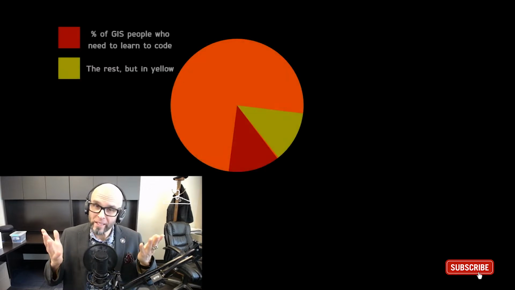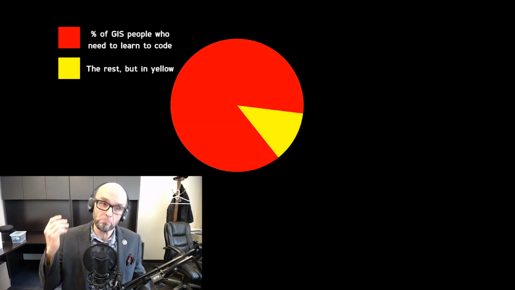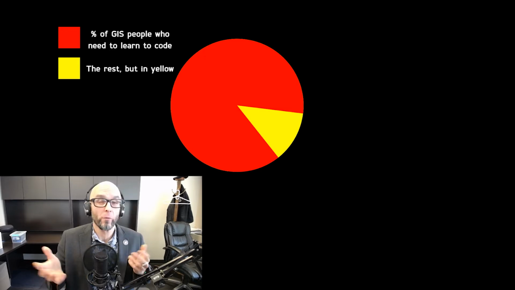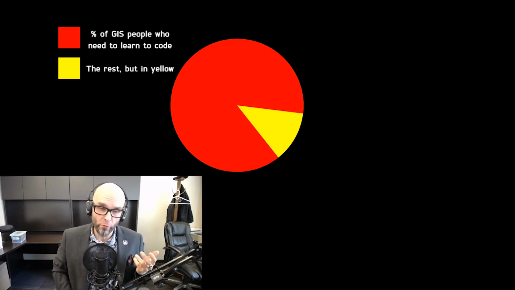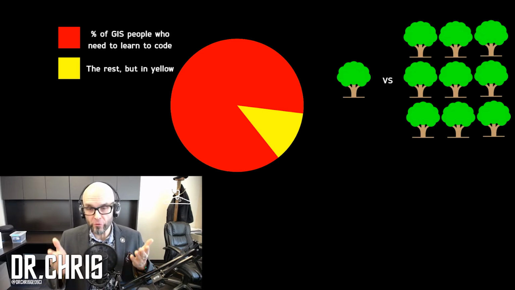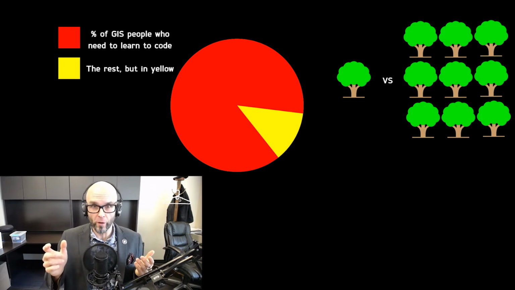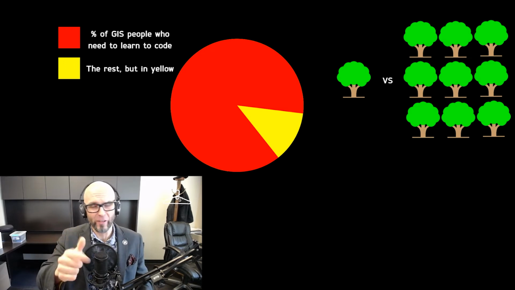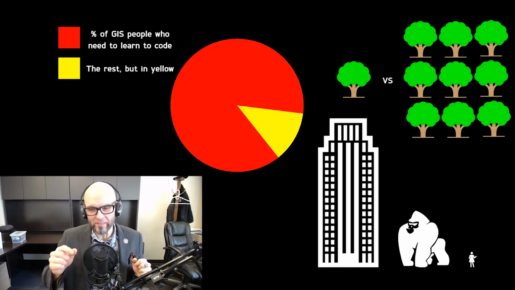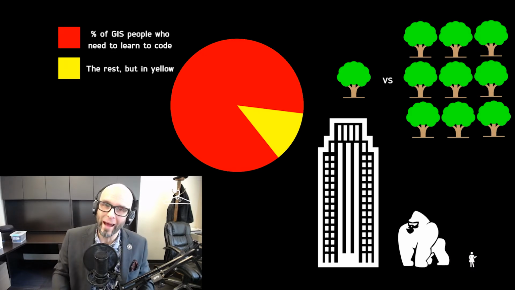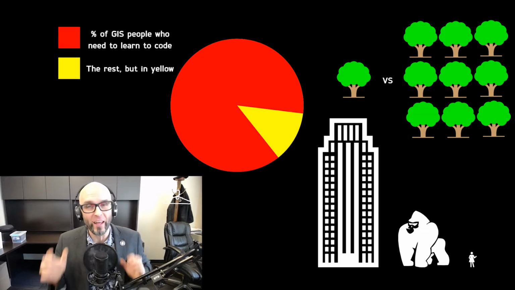Number 3, you get a simplified understanding of your data. In this case, I'm being pretty tongue-in-cheek when I show the percentage of GIS people who need to learn code and the rest, but in yellow. This could go for other cases too. Instead of using numbers, use pictures. One tree versus many trees. You can, of course, give a value to those trees if you want. Actually, you probably should. I didn't in this case, and I'm not redoing this slide. You can also do it for size comparisons. You should probably put a scale bar in there. I didn't, but you understand what I'm saying about the power of infographics to simplify understanding of your data.